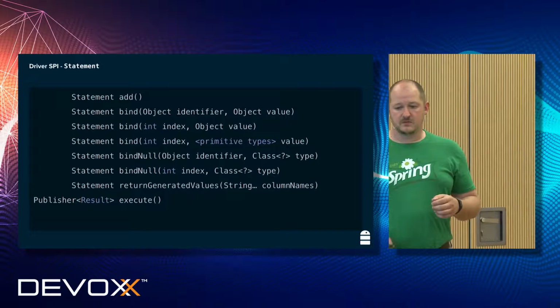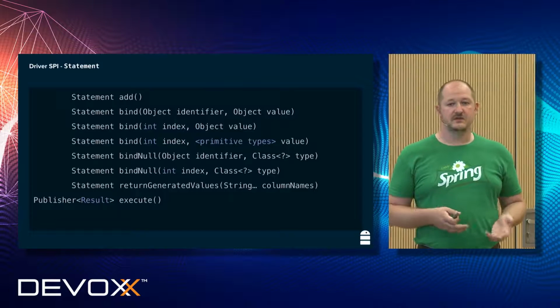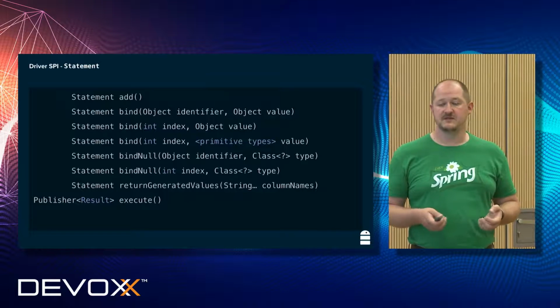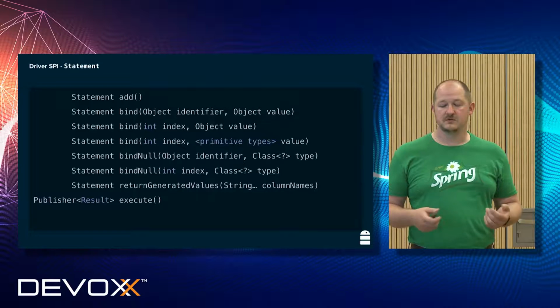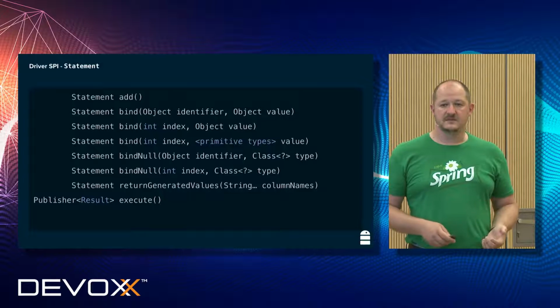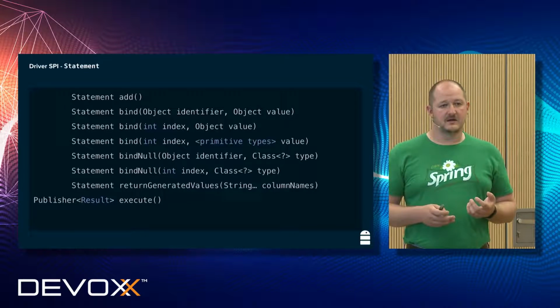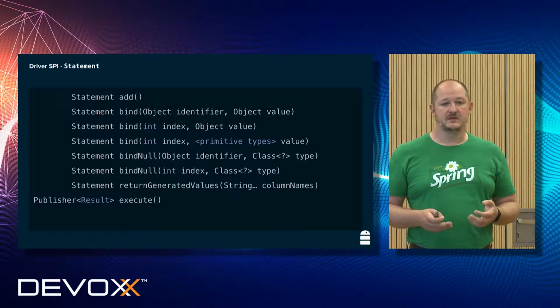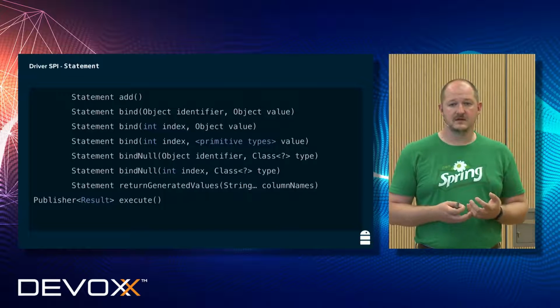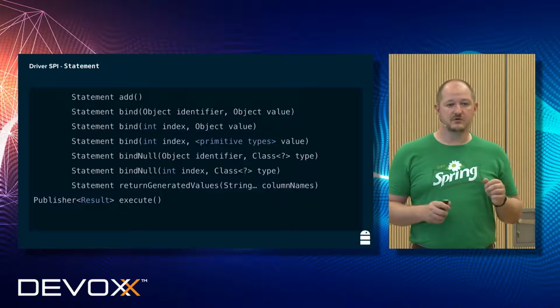And once you are happy with your binding, then you can optionally express that you are interested in returning generated keys, so things like auto-increment columns can be returned to you. And then you finally execute that statement, and it emits one-to-many results with a publisher. So see, all places that are incorporating a database conversation communicate through a publisher. We do that, and we have to do that to allow us to encapsulate all that I/O and to not block your application.